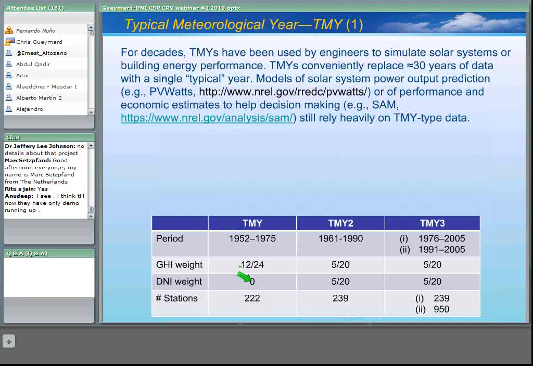That changed later with the TMY2 data. The period was different, the weights were different, and a little bit more stations. Now the latest TMY3 data cover different periods, actually, depending on station. The weights are still the same as TMY2, but the good news is that there are many more stations available. Although, as I mentioned, some of these sites do not have the 30-year data basis.